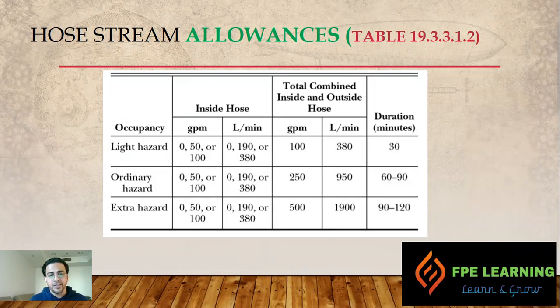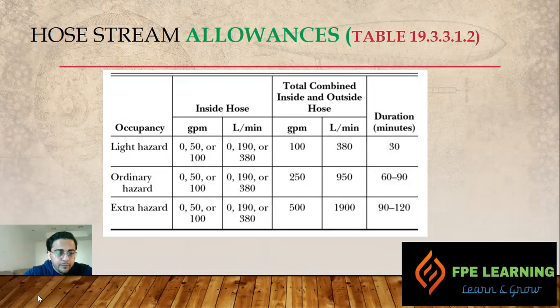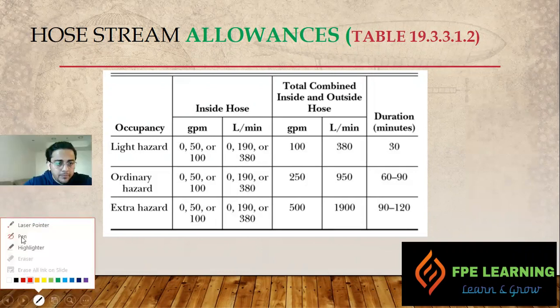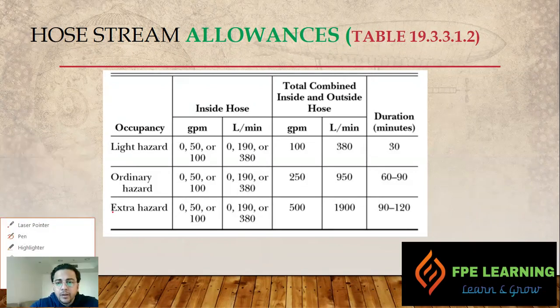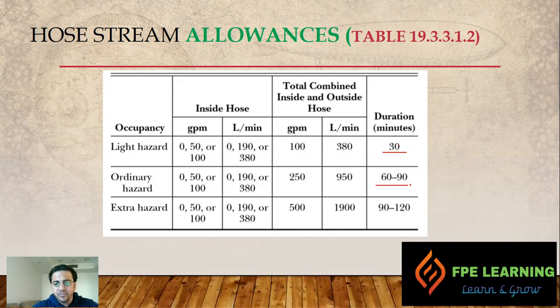It ranges from 30 minutes for light hazard, all the way for OH 1 and 2 from 60 to 90, and extra hazard 1 and 2 from 90 to 120 minutes. So for the light hazard, we need 30-minute duration of water supply for our sprinkler system. For the ordinary hazard, we have 60 minutes all the way up to 90 minutes.